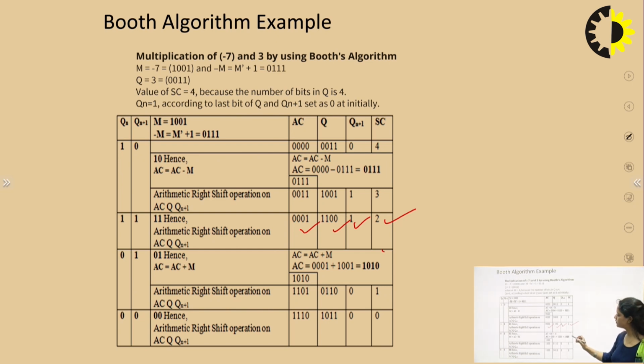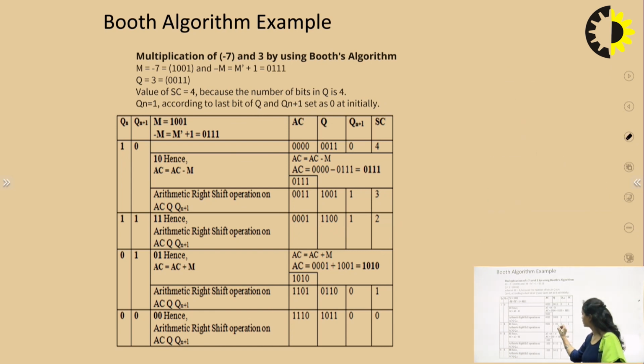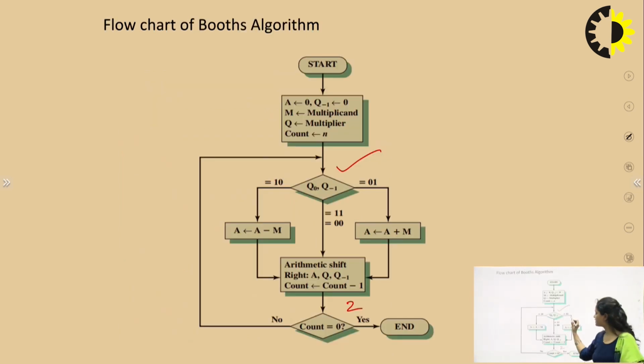What we will do here is perform again the comparison operation between the Q0 bit and the Q minus 1 bit. Now the values will become 0 and 1 for comparison, and if the value is 0 1, we have to perform an addition operation, that is, addition between the accumulator's current contents and the multiplicand.